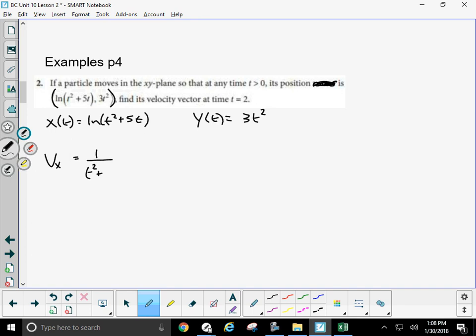using your derivative rules. The derivative of log of t squared plus 5t is 1 over t squared plus 5t times the derivative of t squared plus 5t, using the chain rule. And then if I take the derivative of the y, I'll get a v sub y of t. And we can find both of these at 2. This would be 9 over 14.